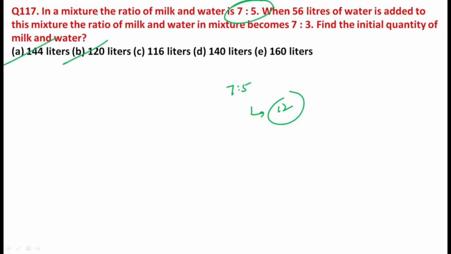The answer is either 144 or 120. Why? Because observe, milk and water is 7 is to 5. If you add water alone, definitely the ratio increases, but here it decreases. That's why we are not getting an answer. There is a small mistake in the question. Okay, just leave it. But remember, guys, for this kind of questions, you just take the options as multiples of 12. So the multiples of 12 means either it's 144 liters or 120.